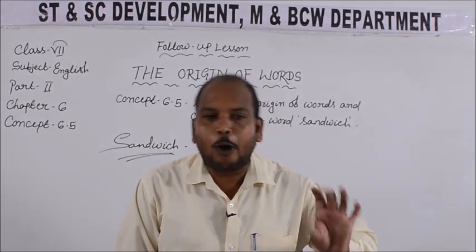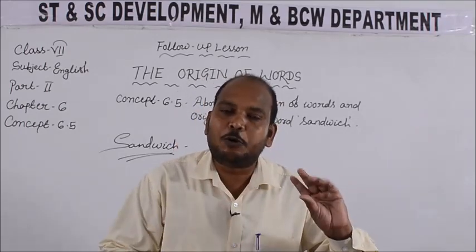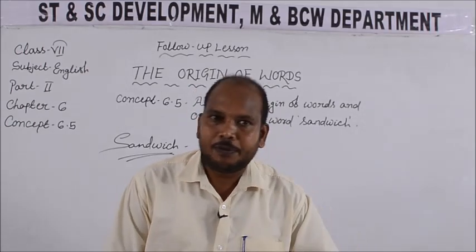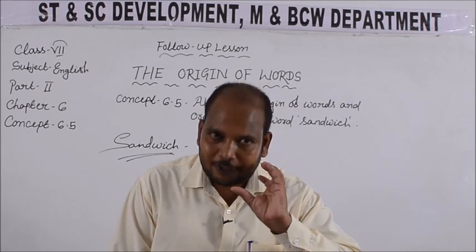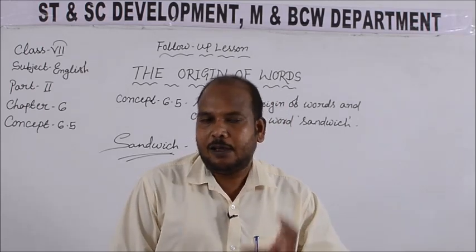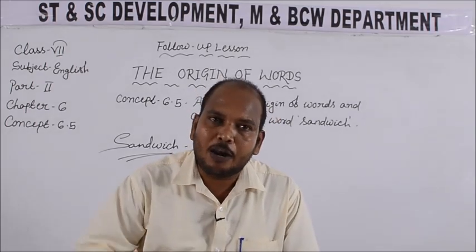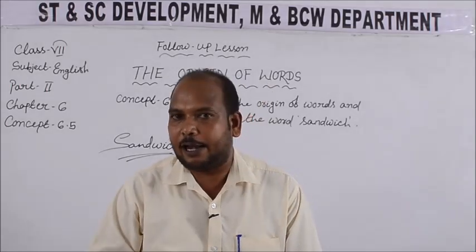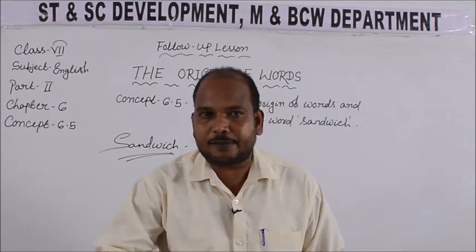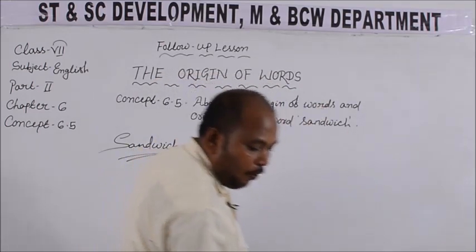Now people followed the same thing, and they also started putting the meat in between two slices of bread and eating. So now the new food item is called a sandwich. The new food item is named sandwich after a British nobleman named John Montagu, Fourth Earl of Sandwich. So students, we have discussed the first part, the origin of the word, and how the word sandwich came into existence.